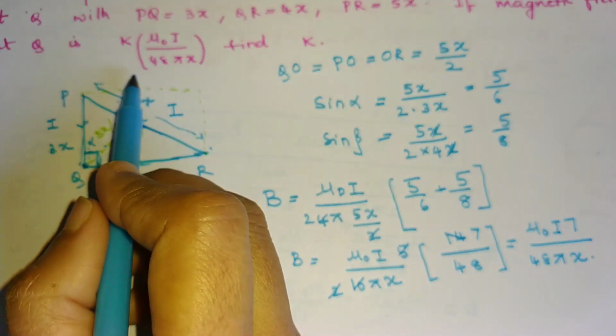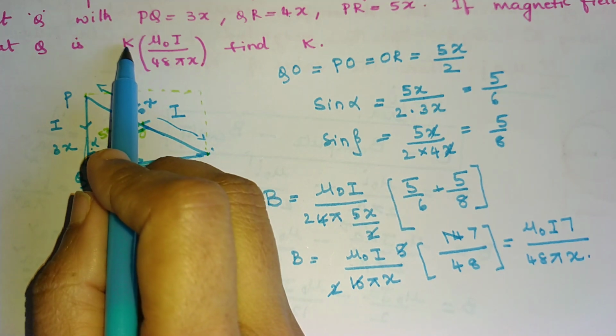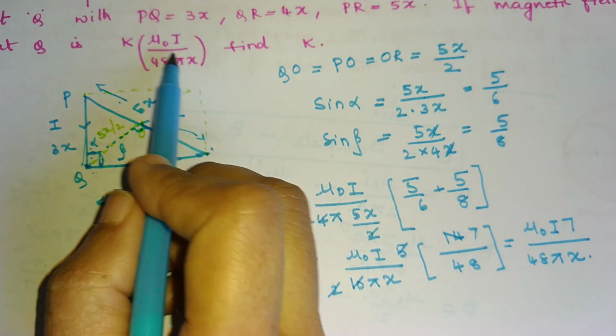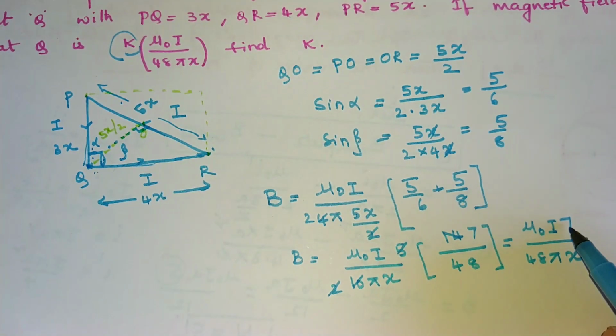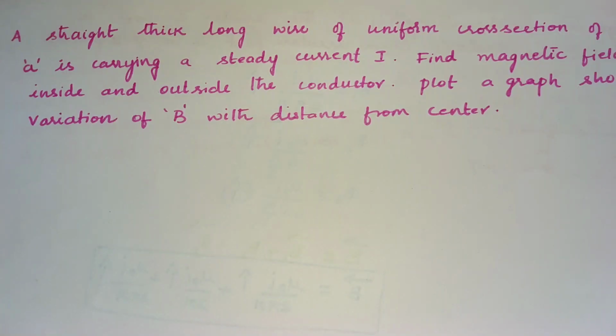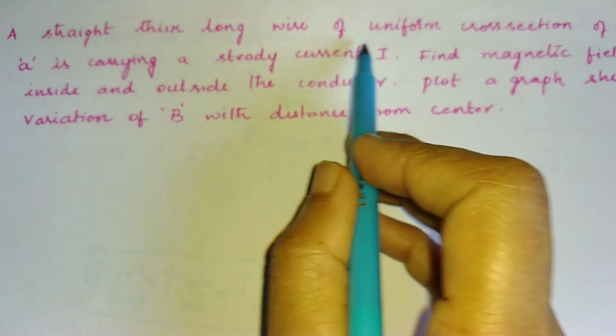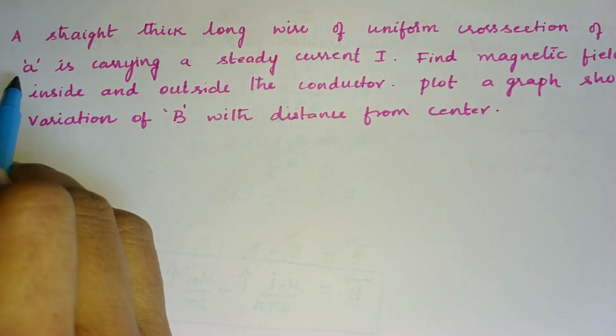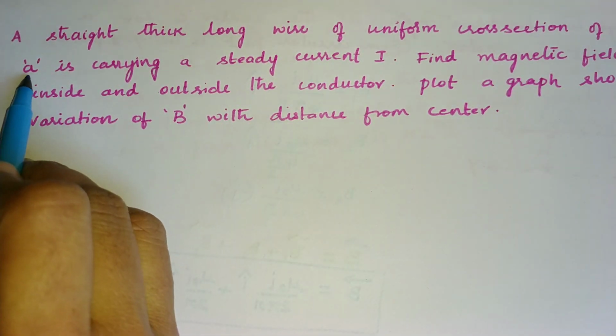So compare this with the given data. It's given as k mu naught I by 48 pi x. What is there in the place of k? 7. Implies the value of k should be 7. Okay, so this also is an integer type question. So in this question we are given a straight thick long wire with uniform cross section area, that is radius is A.